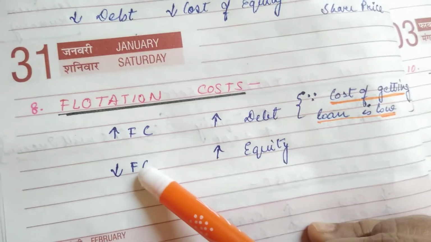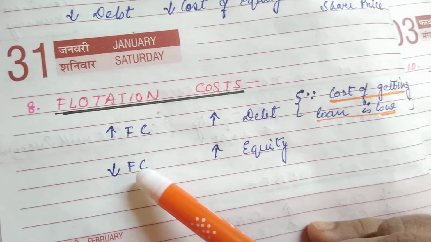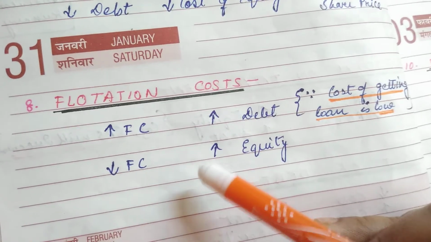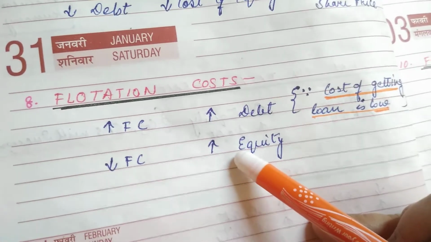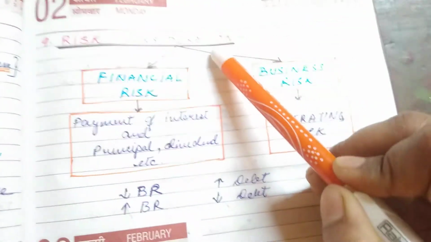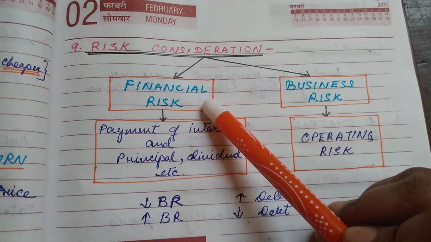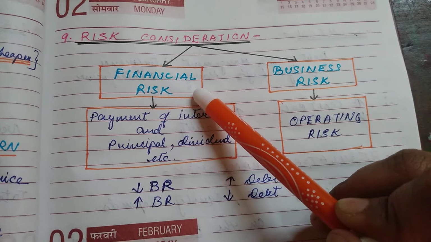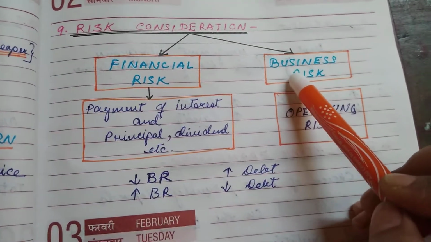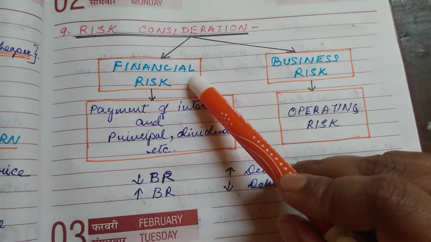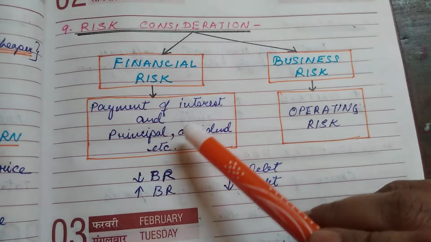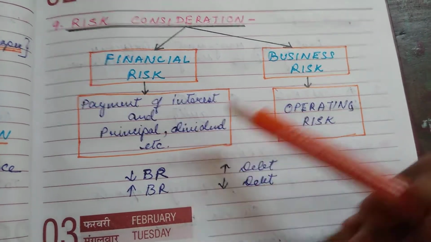But if the flotation cost is less, that means if we invest less money and then also we can get the equity, then definitely we'll prefer equity. The next one is risk consideration. For any business, there are always two types of risk. One is financial risk and the other one is business risk. Financial risk means payment of interest and principal and dividend, etc.